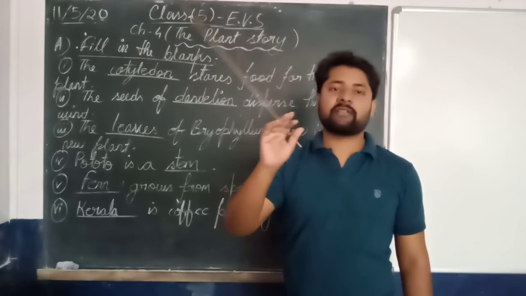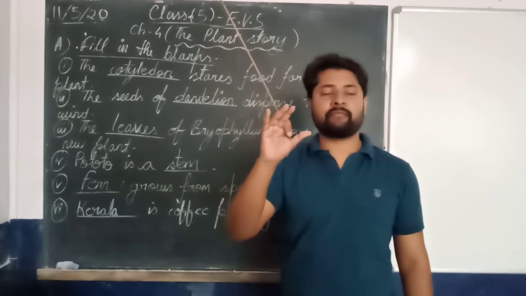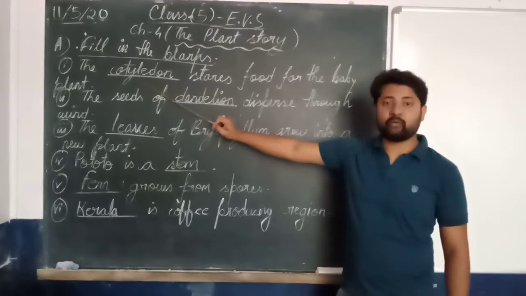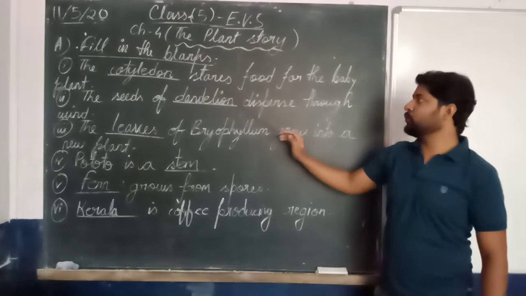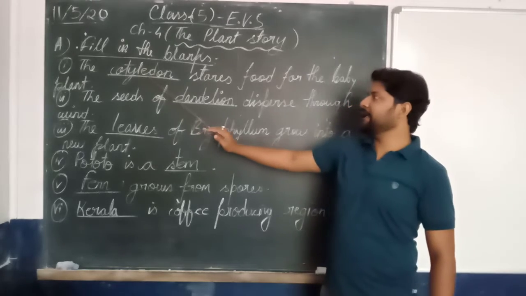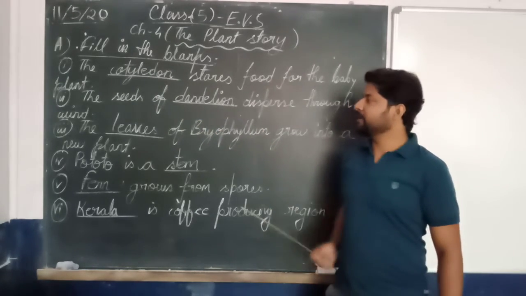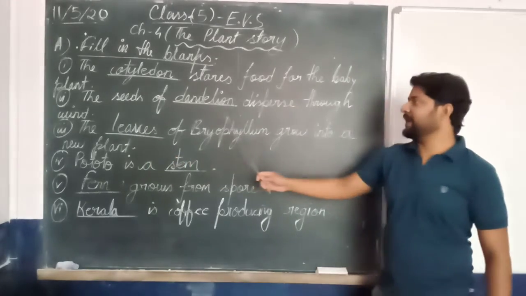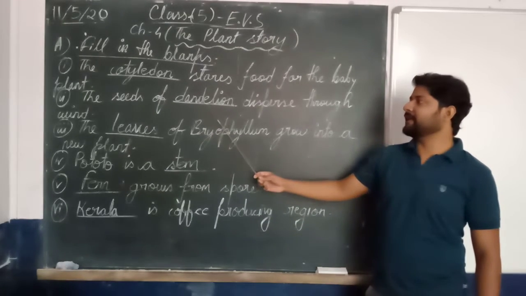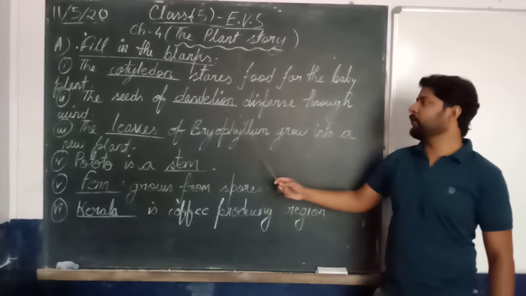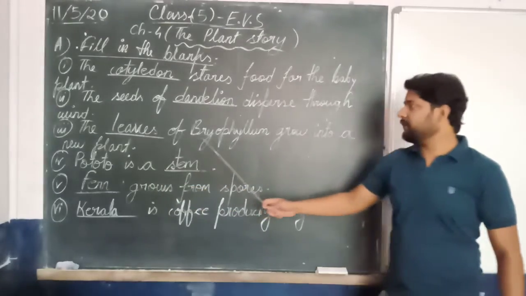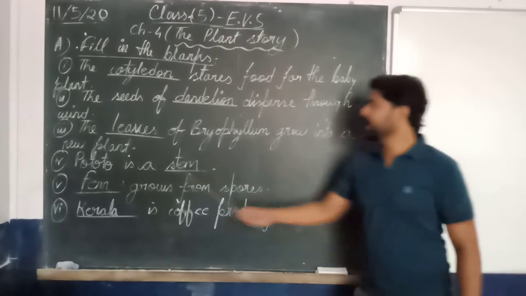Inside the seed, some parts are there which store food for the baby plant. So what is the name of the part? It's cotyledon. As I told you before also, the cotyledon stores food for the baby plant. The spelling of cotyledon is C-O-T-Y-L-E-D-O-N. The next one, number 2, the seeds of dash dispersed through wind. It's dandelion, D-A-N-D-E-L-I-O-N.